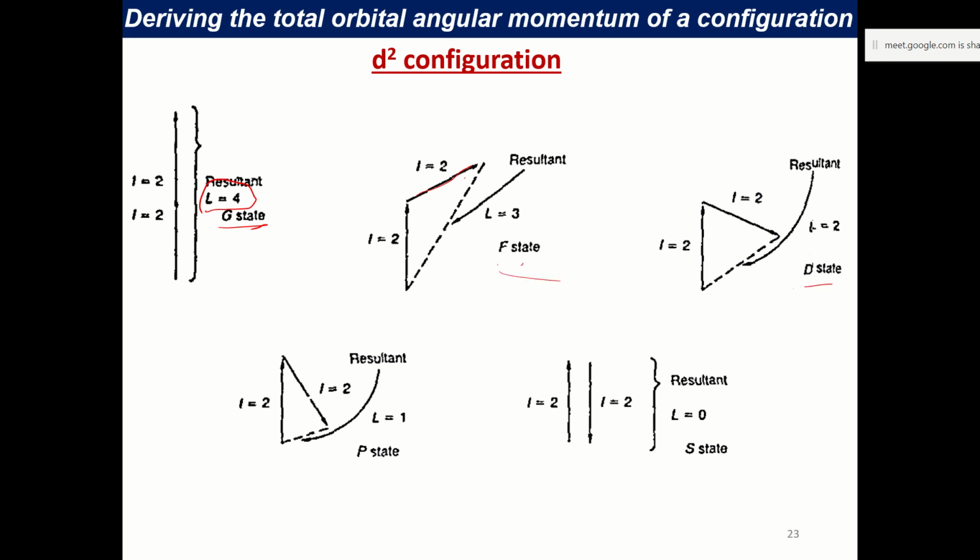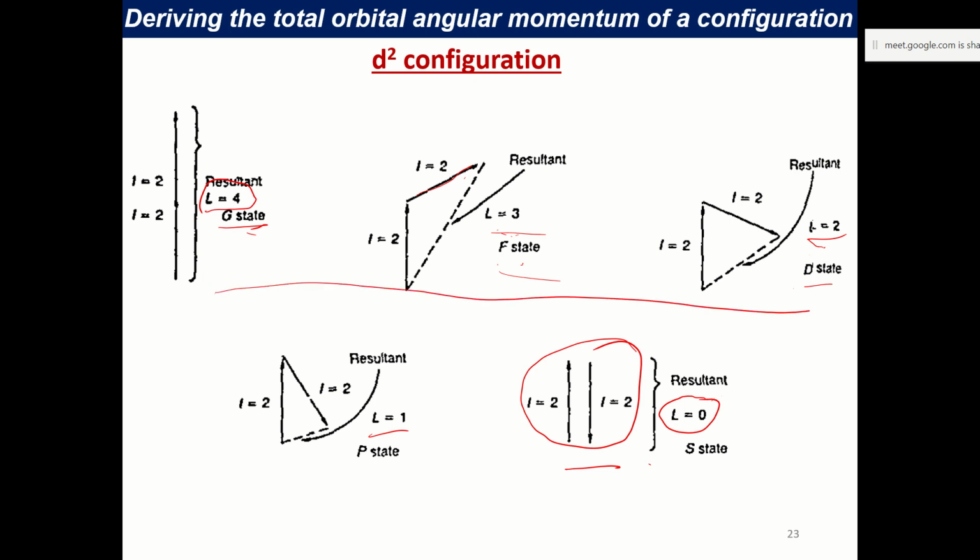It will go on reducing like this. So F state, when L is equal to 3, L is equal to 2, like that. So this is what we mean, and at one point they can both be arranged like this. Resultant is 0. So it is in decreasing order. You can see there are 5 states, G F D P S, and all these 5 states are shown here pictorially with decreasing value of L. Capital L is decreasing and finally becoming 0.